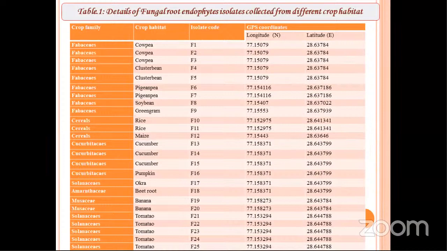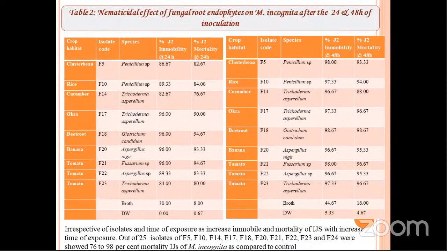We tested the bio-nematicidal effect against Meloidogyne, immobility and mortality, at different time intervals, 24 hours and 48 hours. Irrespective of isolates, increasing time of exposure increases immobility and mortality of infective juveniles. Out of 25, these isolates showed higher mortality, ranging from 76% to 98% within 24 and 48 hours of time interval. Thank you.